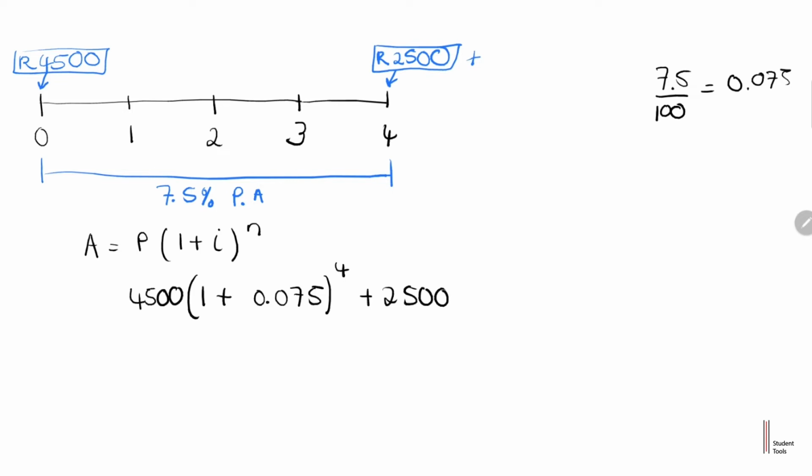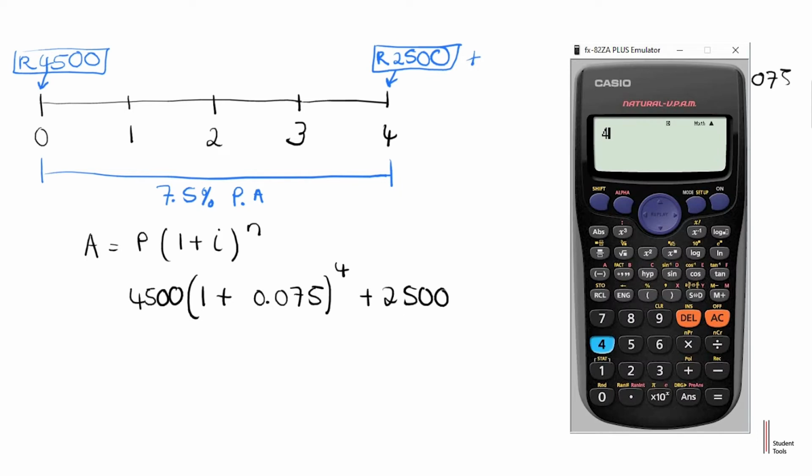So now let's calculate the value that we are going to get here. Let us use our calculators. Okay, we have 4,500 and we're multiplying that with 1 plus the interest of 0.075, close bracket, and that is to the power 4. And then we have that 2,500 that we're supposed to add, which gains no interest.